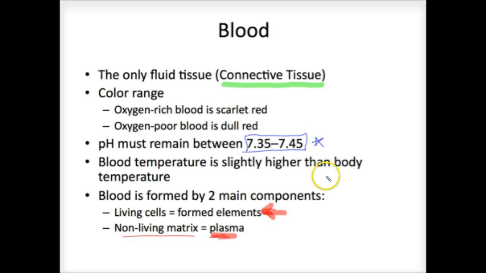The other thing is the temperature of blood is a little bit different than the body temperature. This makes sense when we think about its role in the maintenance or reduction of body temperature when we looked at vasodilation and vasoconstriction within the integumentary system. The last thing is to dispel a myth. Our blood is always red. It's simply a duller red or a scarlet red depending upon the presence of oxygen.